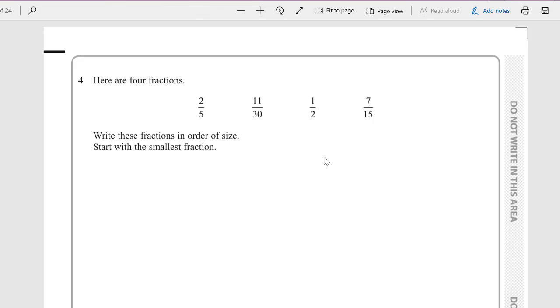So the first thing that you'd ideally want to do is work out the lowest common multiple in order to change the denominators so that they're all the same, which will enable us to change the numerators accordingly and compare against one another. So let's just put that into words.